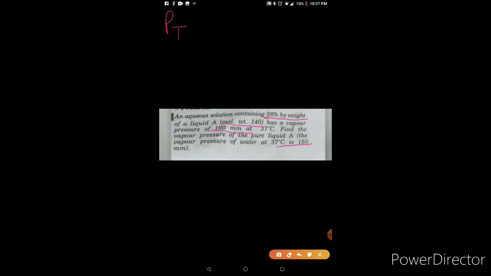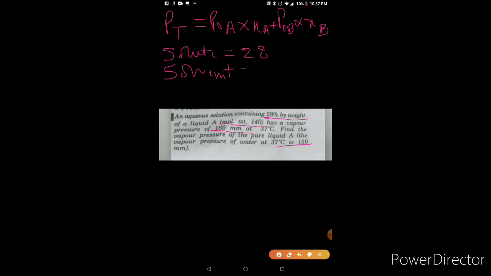So we will apply P total is equal to P naught A into XA plus P naught B into XB. Now, P total is given. Then what is given is 28% by weight. So the solute is 28%, that means 28 grams. Then what will the solvent be? The solvent is water, that is 100 minus 28, which is 72. So the solute is 28 grams out of 100, and the solvent will be 72 grams.